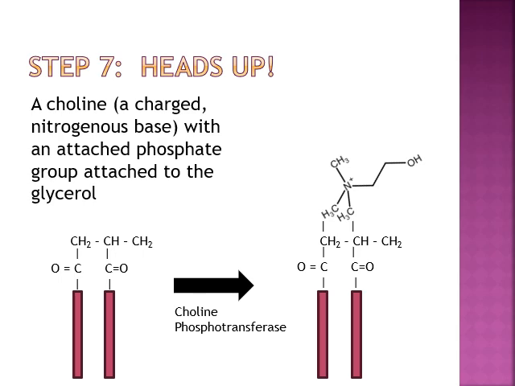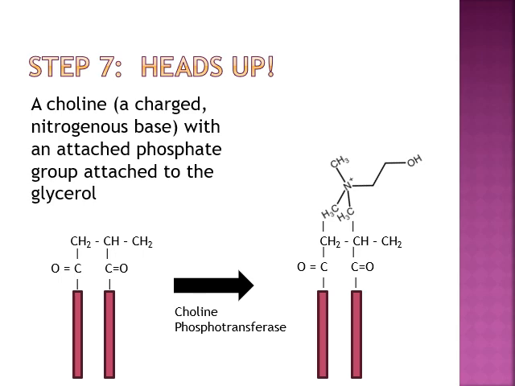So get all the pieces together. Get them to the smooth endoplasmic reticulum. Activate the fatty acid tails. Add the glycerol phosphate head. Insert it into the membrane. Remove the phosphate. Add a choline head, and now we have a completed phospholipid. Any questions?